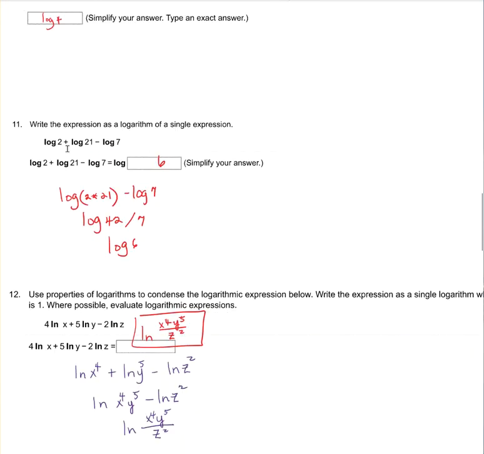Number 11, write it as a single log. Start at the beginning. That becomes a product, so you've got log of 2 times 21, and then you have minus log 7, so that subtraction becomes a quotient, so log of 42 over 7 is log 6.